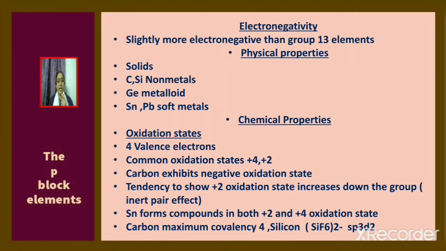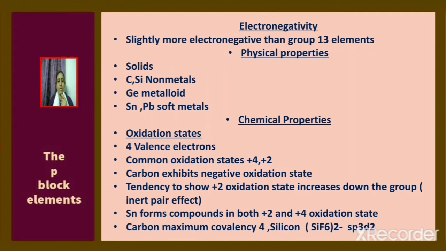Chemical properties. First we shall discuss oxidation states. Group 14 elements have 4 valence electrons. We know that the general outer electronic configuration is ns2 np2. So they have 4 valence electrons. Therefore, the common oxidation states are +4 and +2.